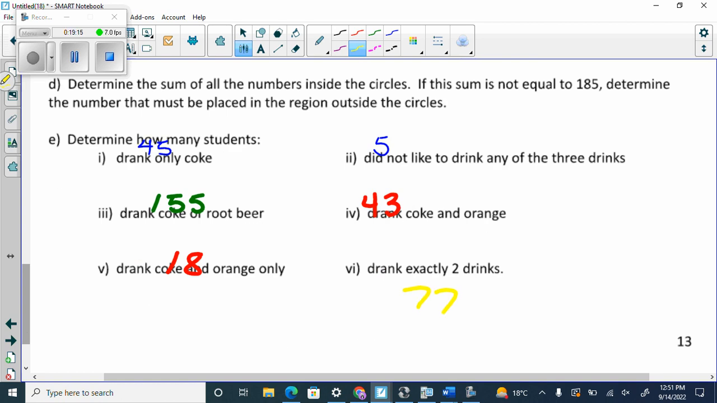Okay, you need another piece of paper. Bring another piece of paper out. We're doing one last three circle with some onlys in it. So you can either write the question down or just do the question.